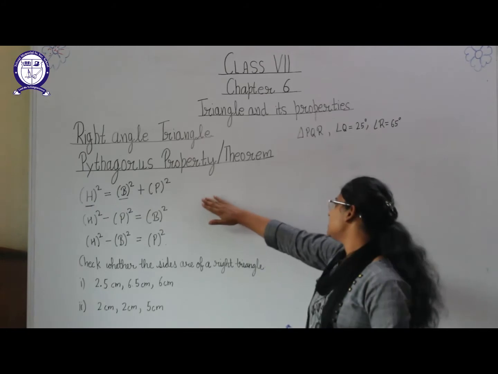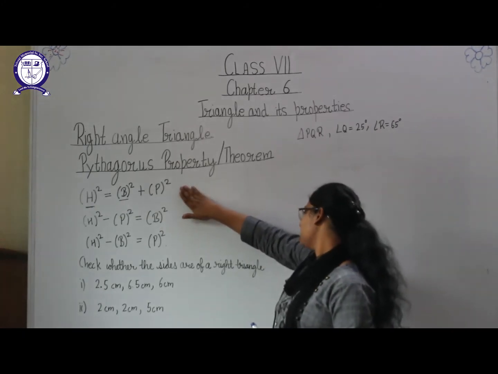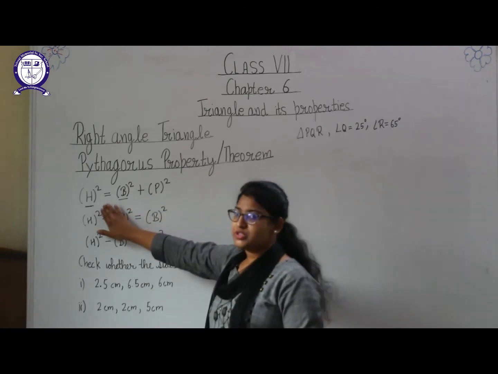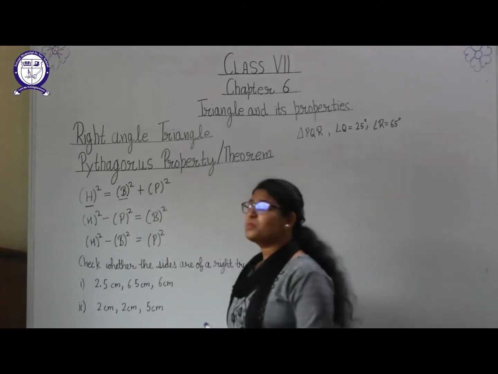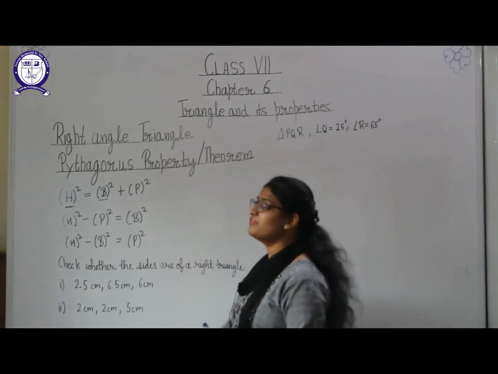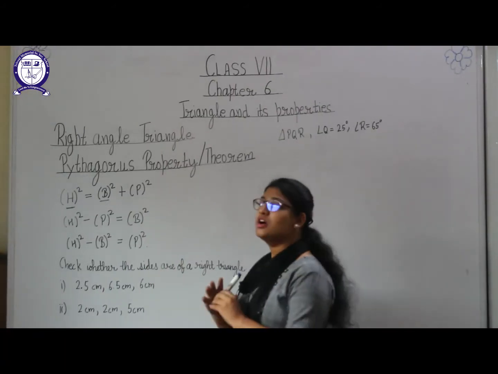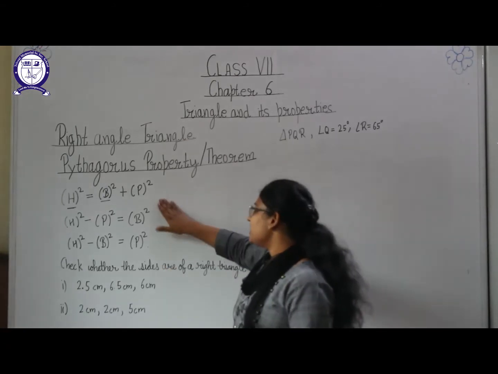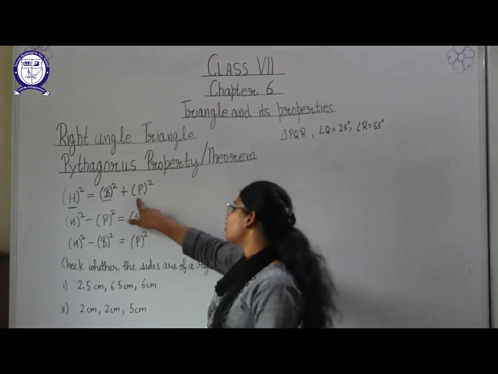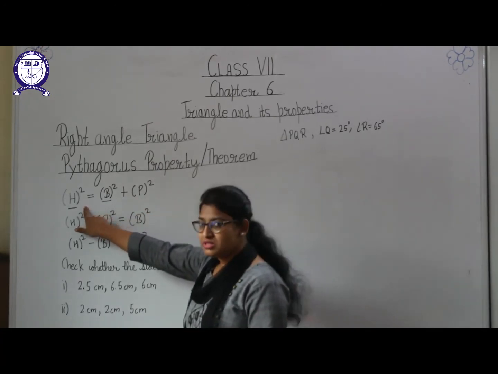So students, this is our Pythagoras theorem. By using this formula we can find out the hypotenuse. But what about base and perpendicular? Suppose you have to find the base or you have to find the perpendicular. What will you do? Suppose you have to find out the base, so you will take the perpendicular to that side.